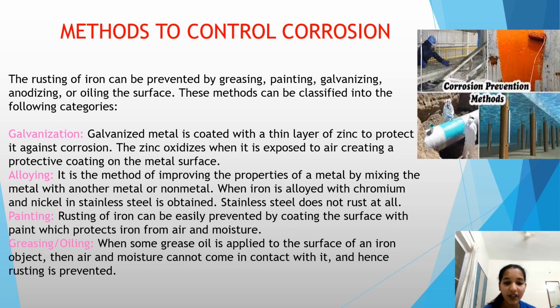Painting. Rusting of iron can be easily prevented by coating the surface with a paint which protects iron from air and moisture. Greasing or oiling. When some grease or oil is applied to the surface of an iron object, the air and moisture cannot come in contact with it, and hence rusting is prevented.